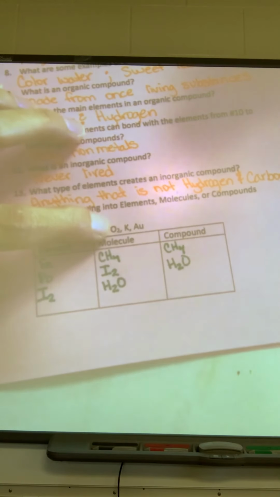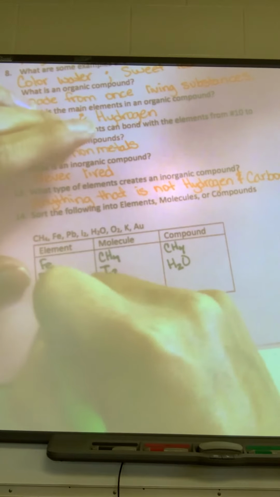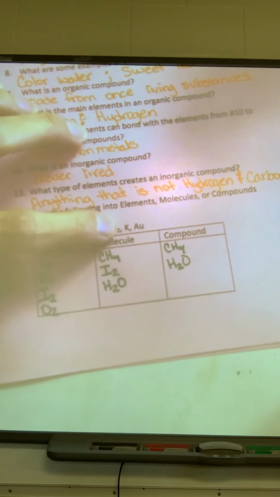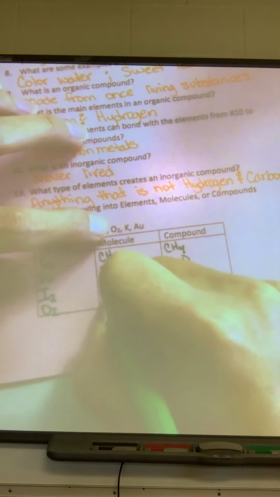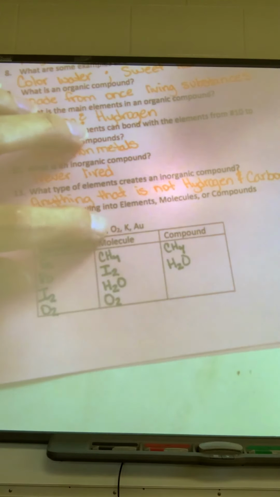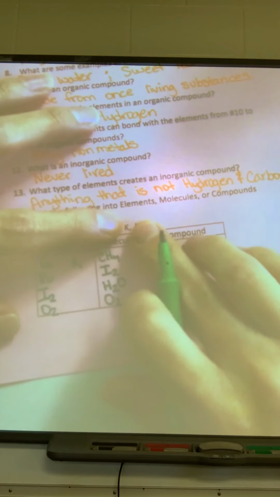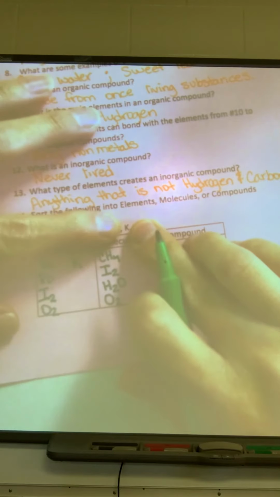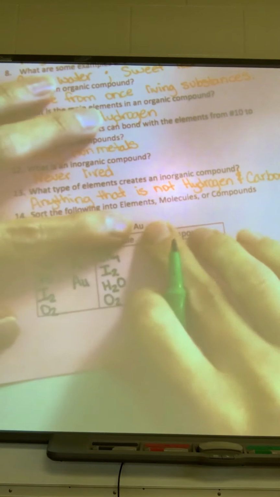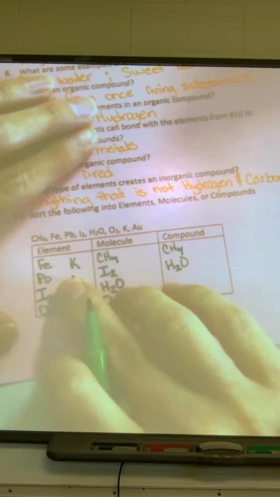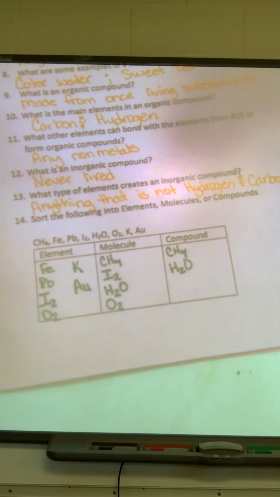O2, again, 1 capital letter, so it is an element, but it has 2 as a subscript, so it has 2 atoms of it, so it'll fall right here with molecule. Again, 1 capital means it's not a compound. Capital K, only 1 capital, so it's an element. It cannot be a molecule because look, there is no subscript. There's no little number. That means I only have 1 potassium atom. So it's just an element. And then Au, same thing. There's only 1 capital letter, so it's only an element. And there's no subscript, so it's not a molecule.